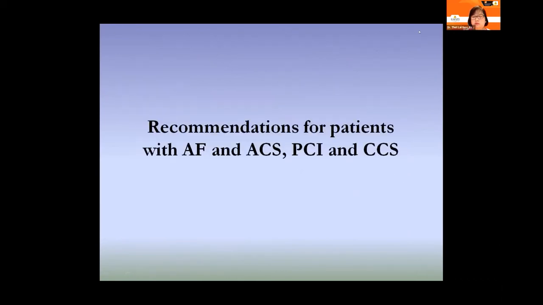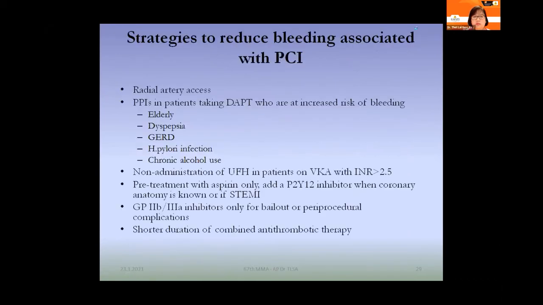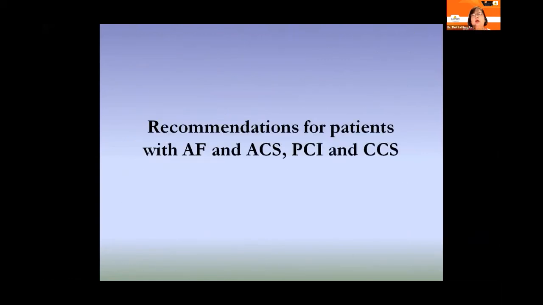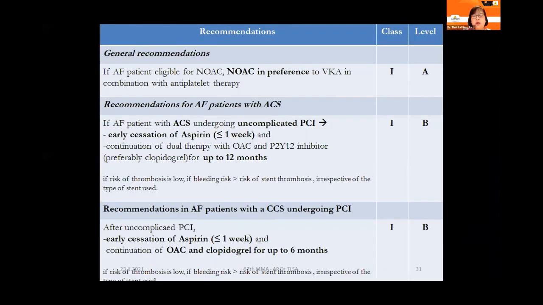The bleeding risk and the thrombotic risk should usually be assessed by the cardiologist who is performing the PCI, and the plan for the duration of the antithrombotic therapy. These are the recommendations for patients with AF and acute coronary syndrome who are undergoing primary PCI, and chronic coronary syndrome who are undergoing PCI. NOACs are preferred over the vitamin K antagonist.